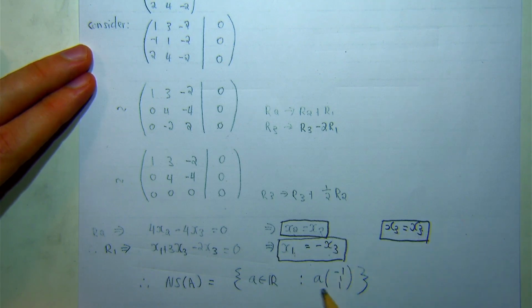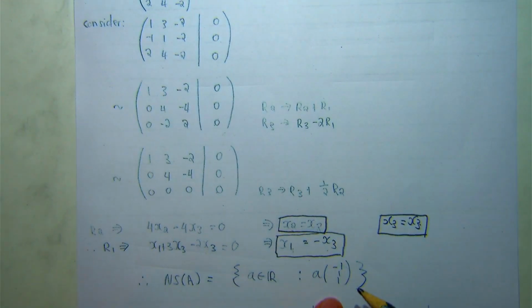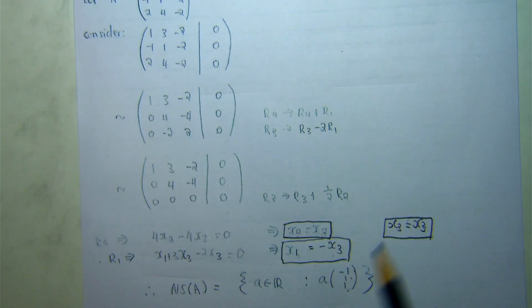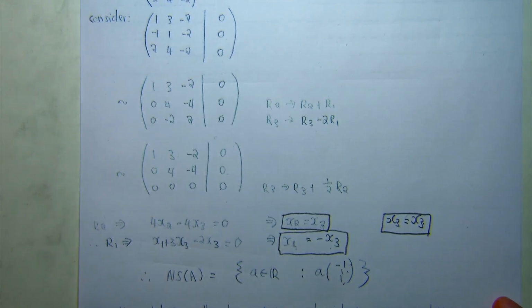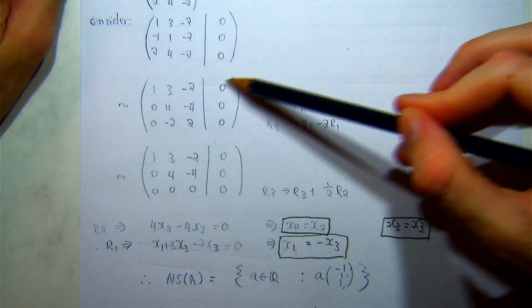So vectors of this form here will always satisfy this relationship. Because clearly x3 times 1 is itself, x3 times 1 is itself, x3 times minus 1 is minus itself, and that is following this relationship here. So this is our null space. It's a set of vectors that have this form. Yes, that's how you solve the null space, if you work through the augmented matrix with zeros on the right.